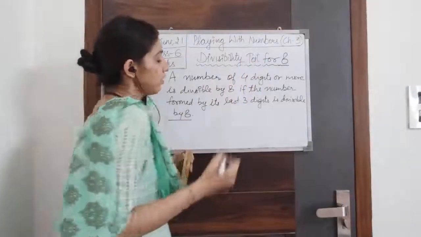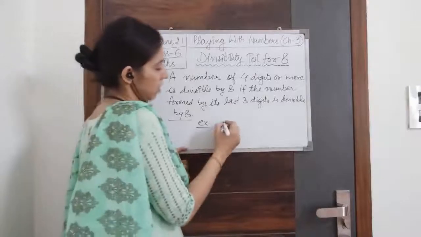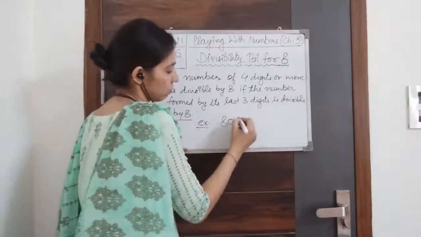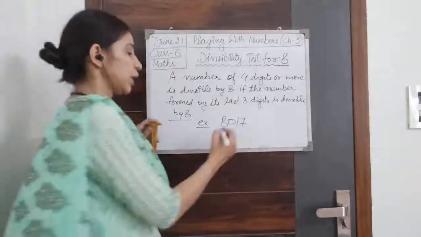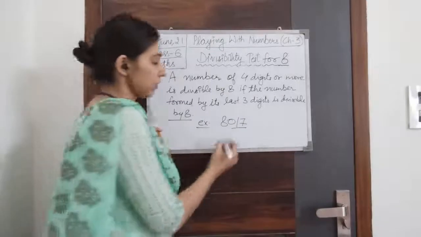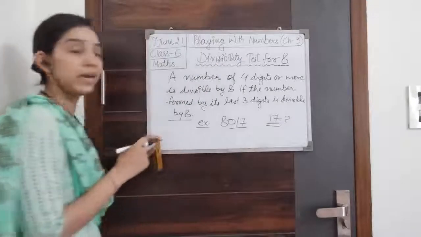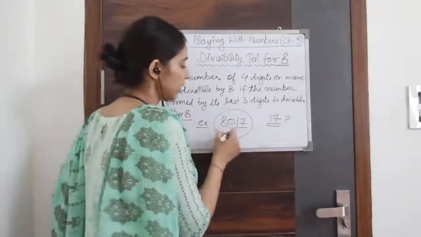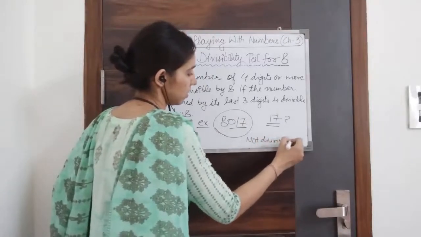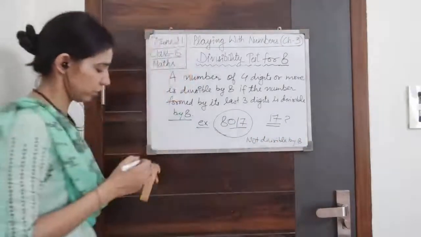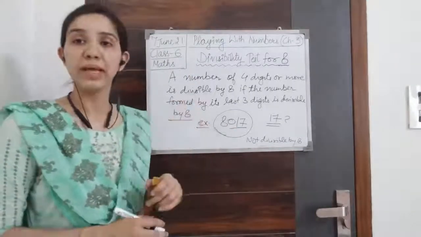We can take another example. Suppose we take 8017. Okay, it is a 4-digit number. Number formed by last 3 digits is 017 or 17. Is 17 divisible by 8? No. So this number is not divisible by 8. आपको कोई लॉन्ग कैलकुलेशन करने की जरूरत नहीं पड़ी, लॉन्ग डिवीजन करने की जरूरत नहीं पड़ी. You can directly tell that this number is not divisible by 8.